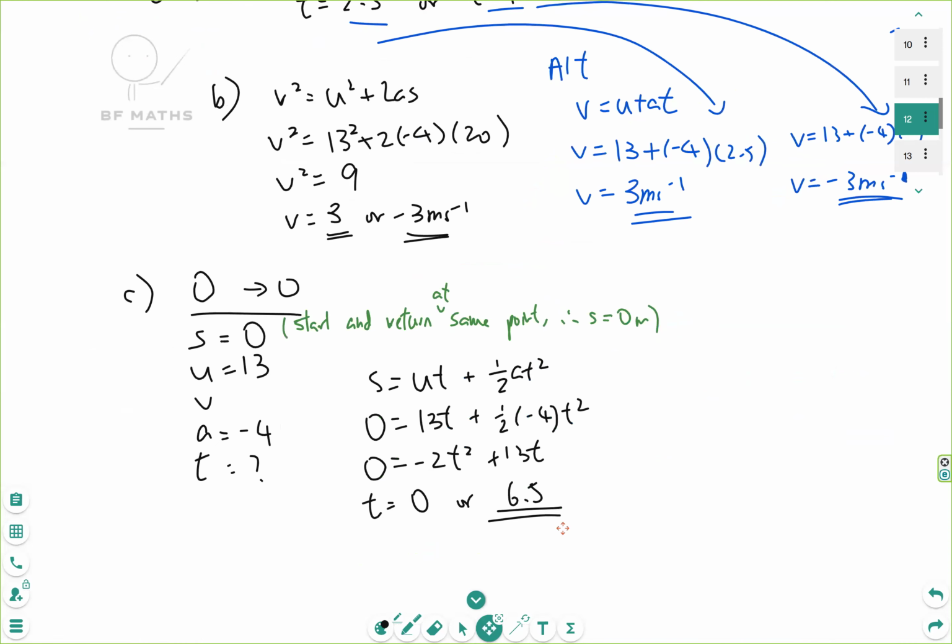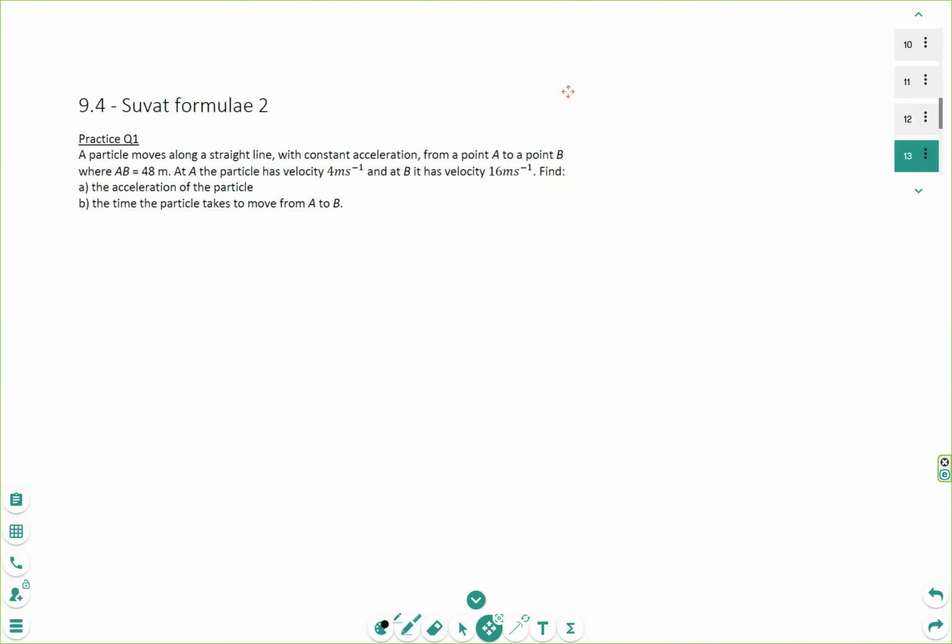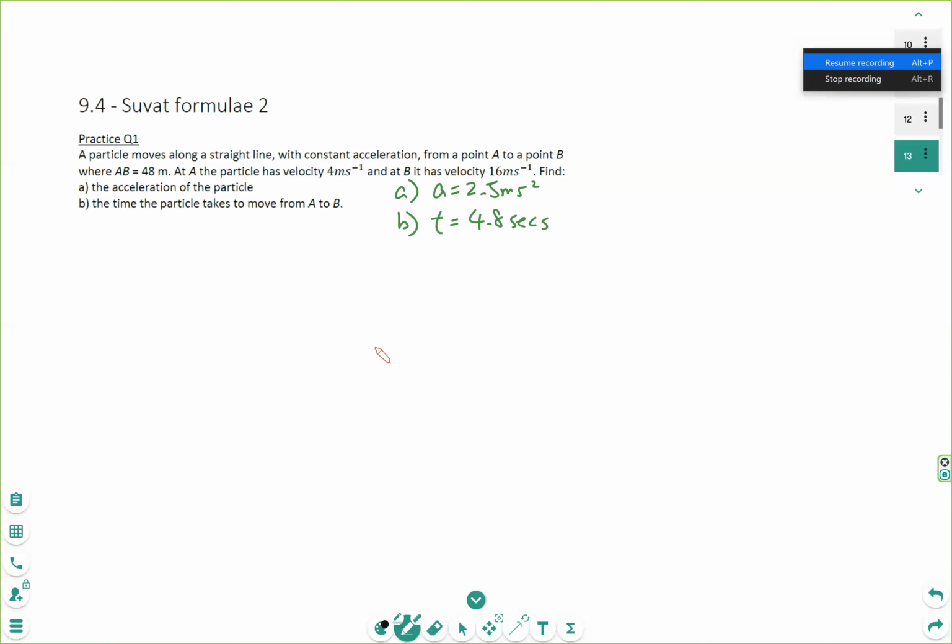All right, 6.5. Now, if you're happy with this, have a go at practice question 1. Pause the video, have a go at the question, and whenever you're ready for the answer, press play. Here are the final answers. A is 2.5, B, time is 4.8. If you got it right, move on to the exam question on the next page, or below the notes. I can't remember where exactly it's placed. But if you got it wrong, we're going to go through the question.